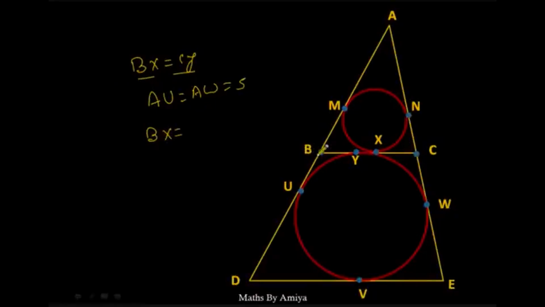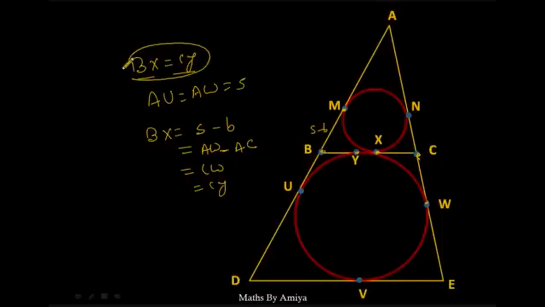We can say BX, the BX means tangent in the smaller circle, is nothing but the BM. And the first concept is it's nothing but S minus B. So it's S minus B. What is the value of S and B? B is the side AC, and S is the side AW. And what is the value of AW minus AC? AW minus AC is nothing but CW, and CW is again a tangent to the bigger circle. So CW should be nothing but CY, again a tangent. Okay, so we proved how it is equal.